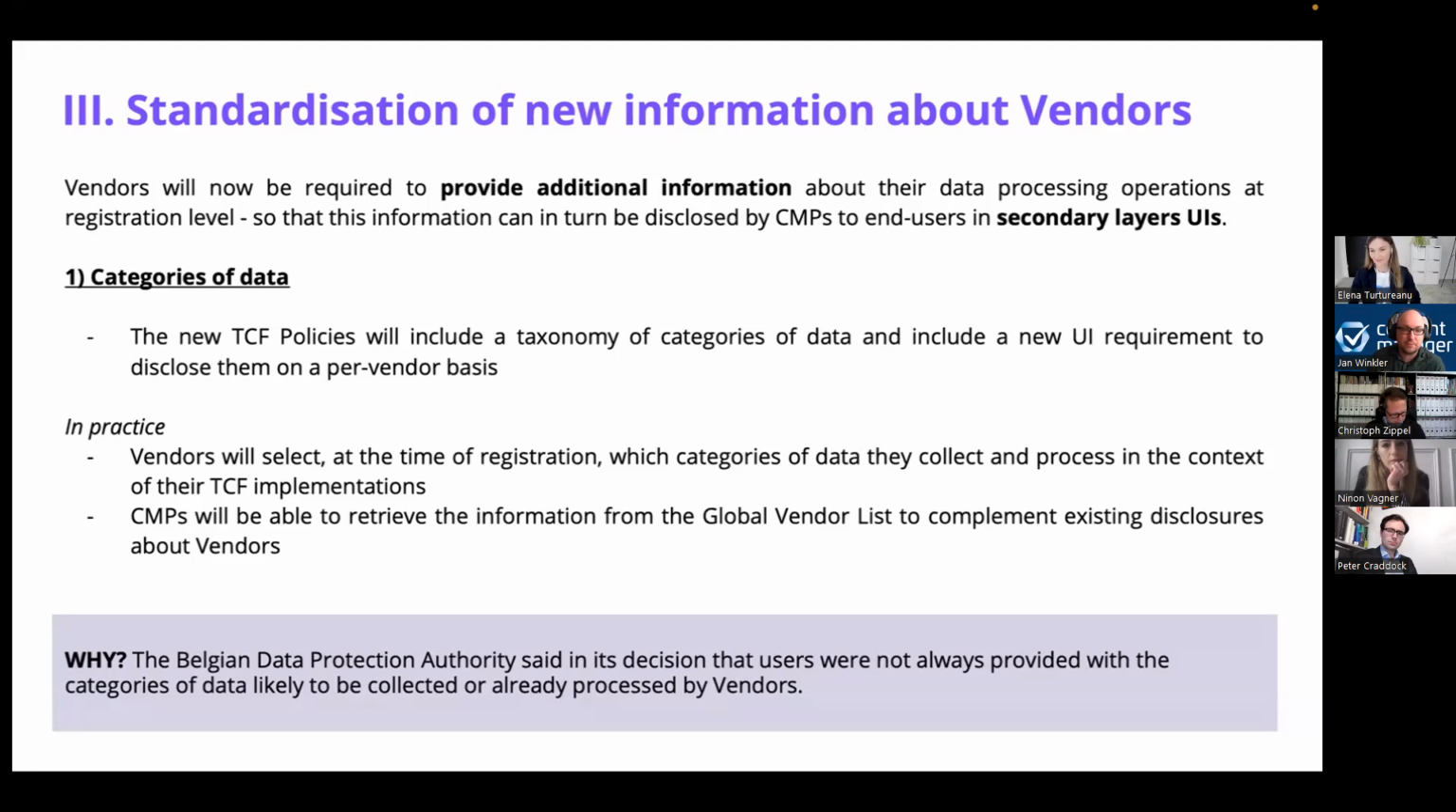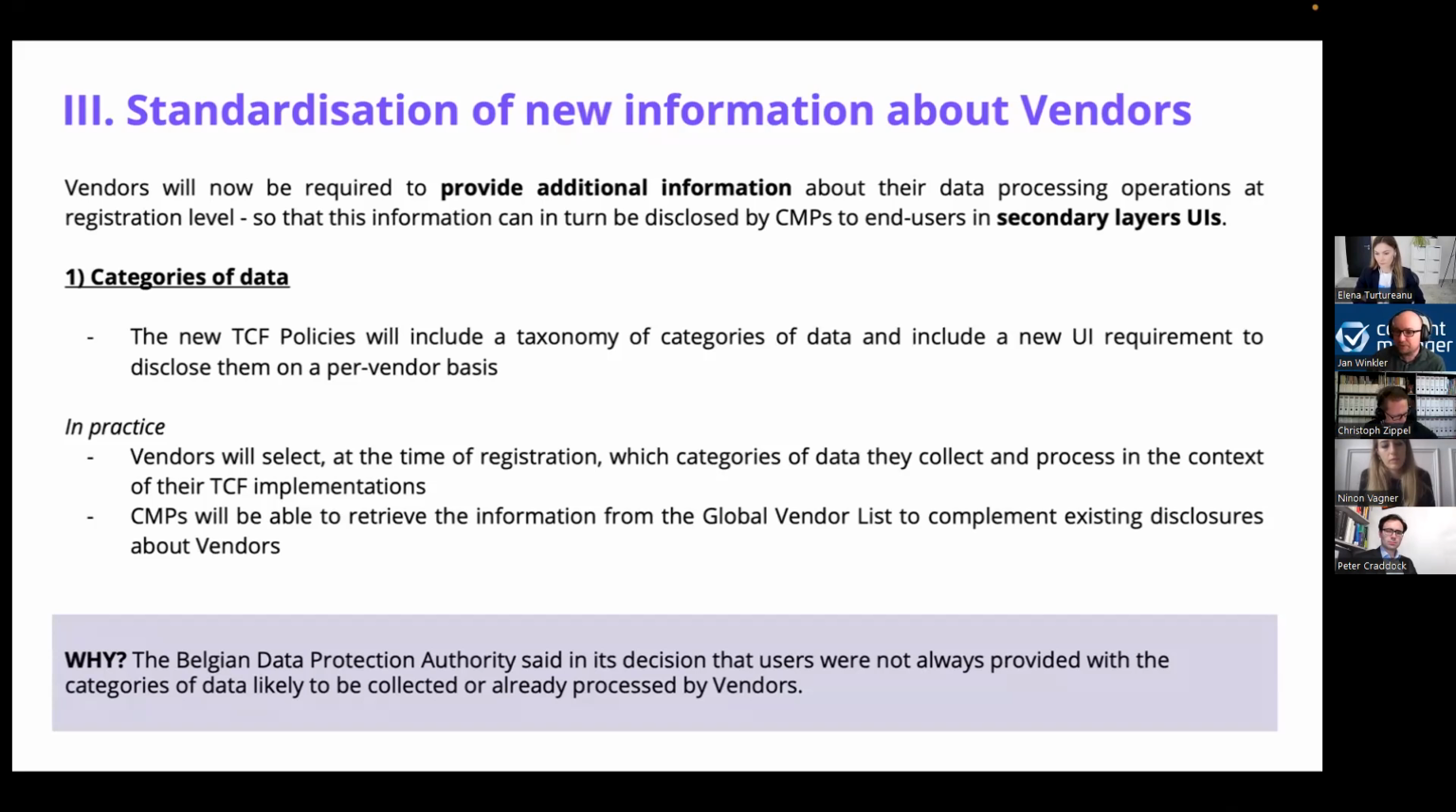The first thing that will be added is the categories of data, so the data that these vendors process. There is a taxonomy behind it, basically a catalog where we say these types of data can be processed by vendors. When vendors register, they will have the possibility to choose from these categories. The whole information will be in the GVL, so that the CMPs can take the vendor information and display it to the user, so that the user understands better what kind of data is processed.